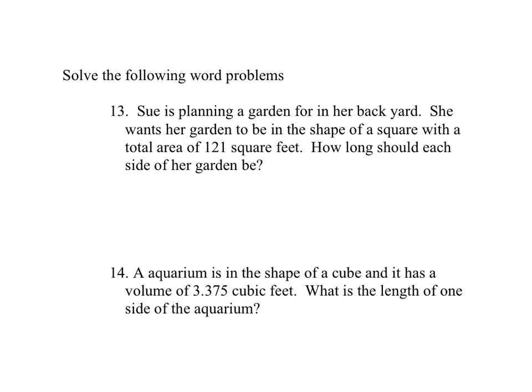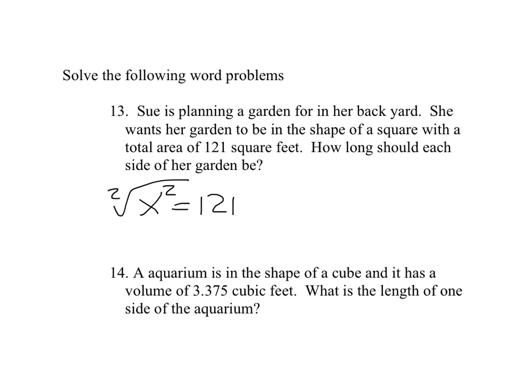Next problems were word problems. Sue is planning a garden for her backyard. She wants her garden to be a square with a total area of 121 square feet. How long should each side of her garden be? Well, in order to find area, we have to take length times width. And if it's a square, my length and my width are going to end up becoming the same length.